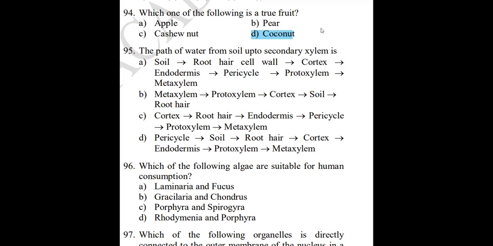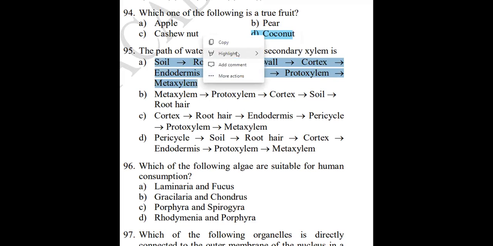Okay, the next question, the path of water from soil up to secondary xylem is which of these? From the soil, the water has to reach the secondary xylem. First, it enters the soil, and then from the soil, it reaches the elongation region of the root, and then maturation region, and then it reaches the cortex, then the endodermis, then the pericycle, and then the protoxylem. Protoxylem is going to be the smallest one, and metaxylem is going to be the largest xylem, right? So the answer is very simple, which is option A.